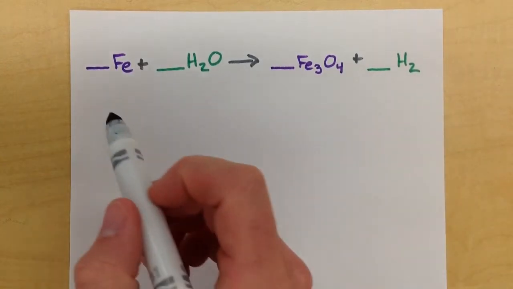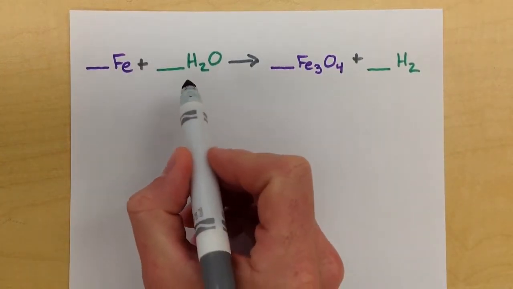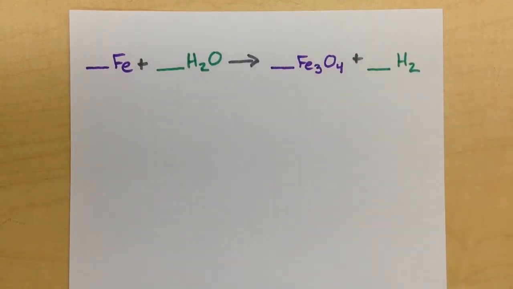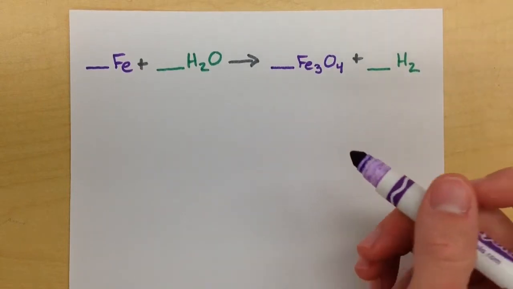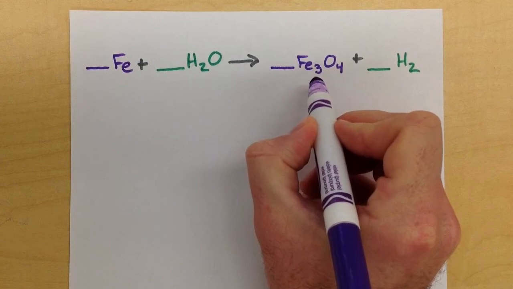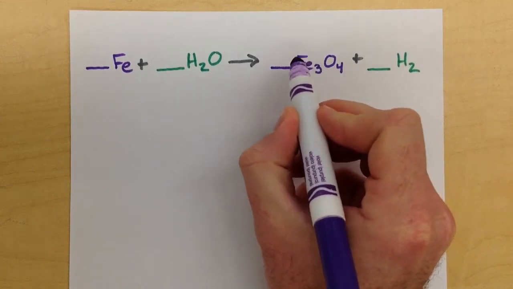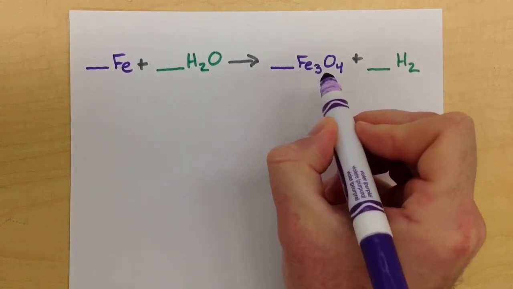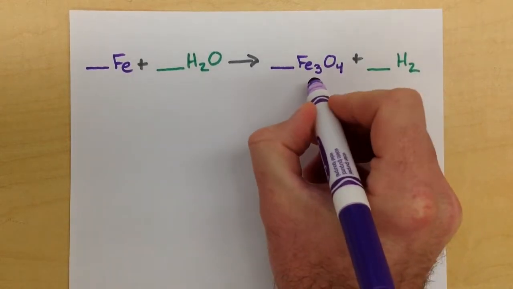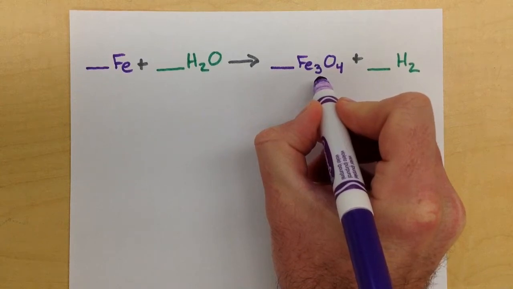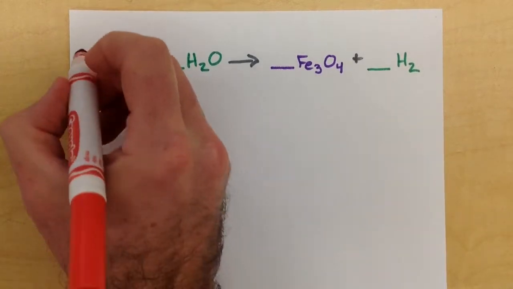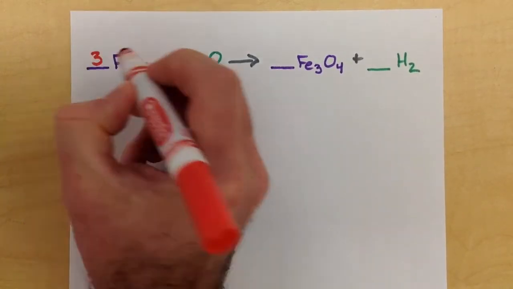First off, I start looking at elements that are not hydrogen and oxygen. So I just start over here, where the iron is. And I notice that on the right side, I eventually end up with 3 irons. So that's going to be the first thing I look at. If I have 3 irons on this side, I'm going to start balancing it over on the left side. So if I have 3 iron on the right, I need to have 3 irons on the left. So let's go ahead and put in 3.